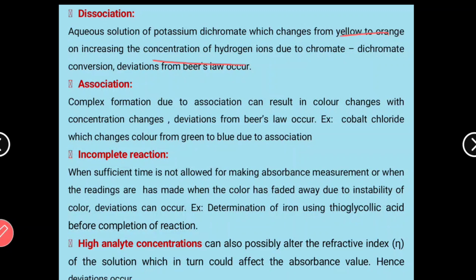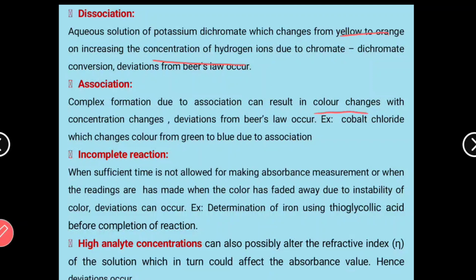Next one is association. Complex formation due to association can result in color changes with concentration changes. Then deviations from Beer's law occur. For example, cobalt chloride, which changes color from green to blue due to association. If we are not observing or considering this change, then deviations from Beer's law occur.